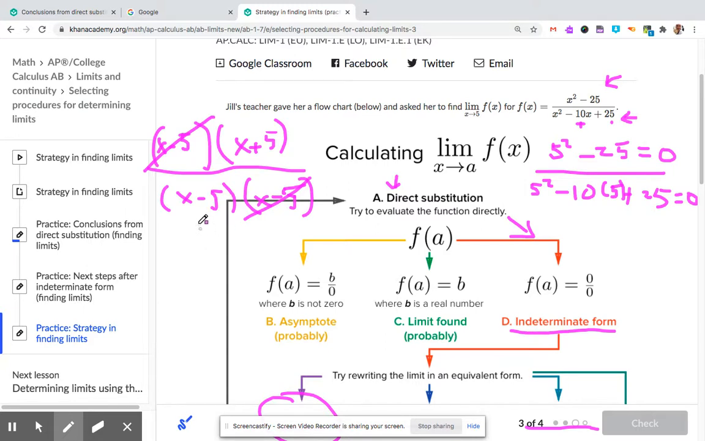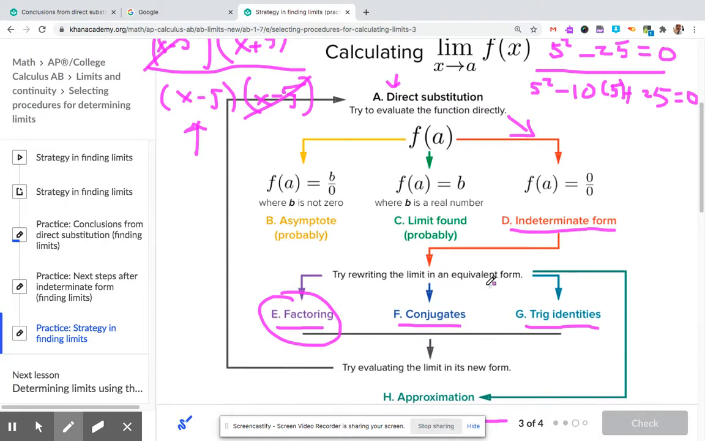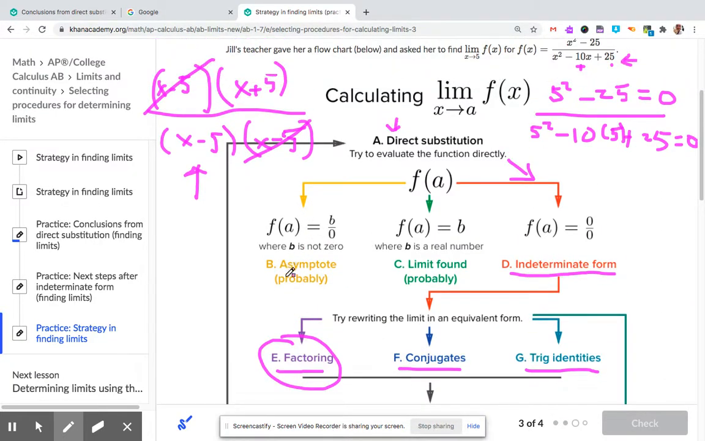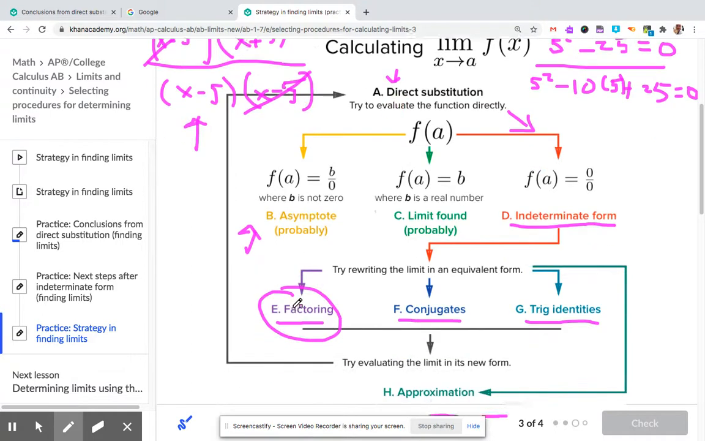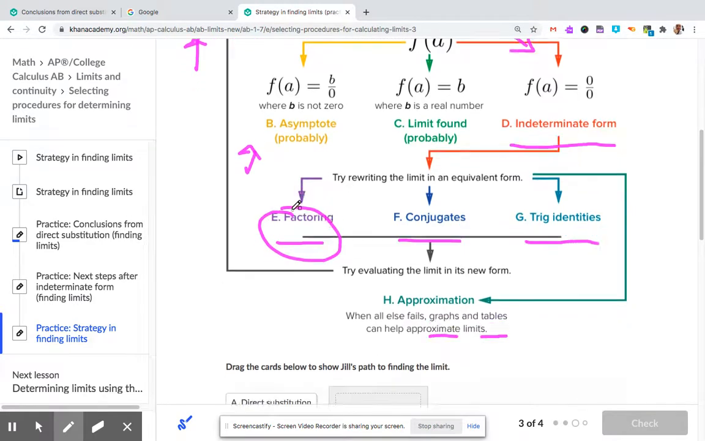So we still have the issue down here when we plug in 5. We factored, and now we have 0 on the bottom. So it looks like it's asymptotic there. That would be 10 over 0. So now we go into this one. That kind of gives us our answer. It's probably an asymptote.